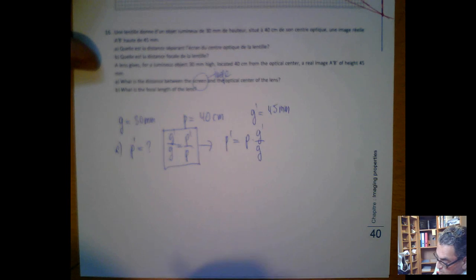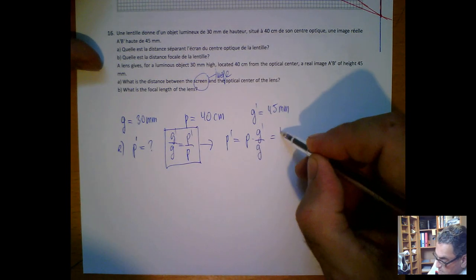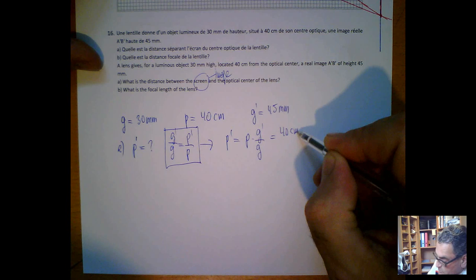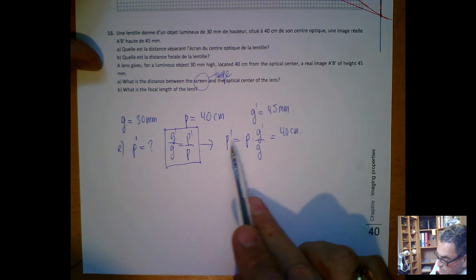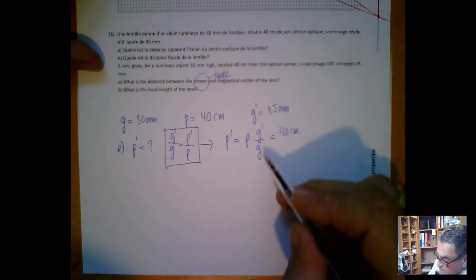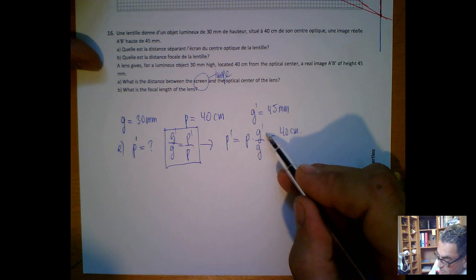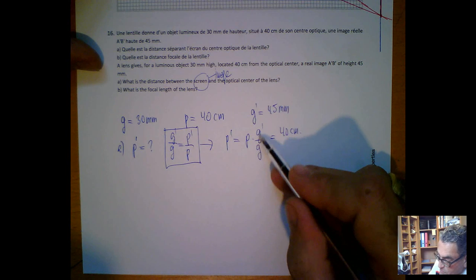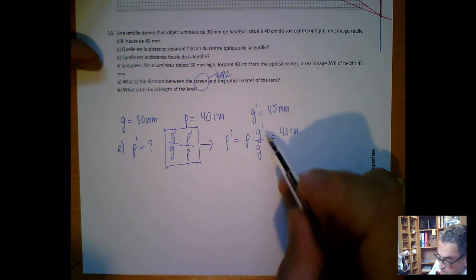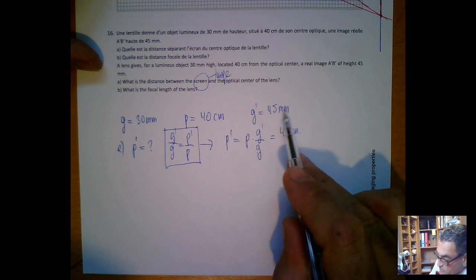Okay, it's quite clear. So let's compute it. P is in centimeters. I'm going to put the units inside. P is in centimeters, so P prime is going to be in centimeters. And then G prime and G, we can transform into centimeters if we want, but since the units eliminate, we can also leave them in millimeters. It doesn't change anything.